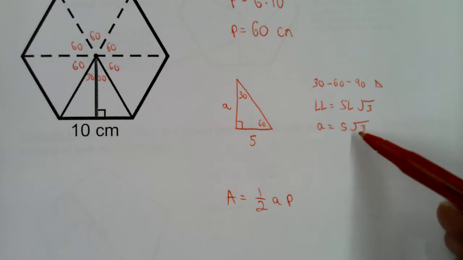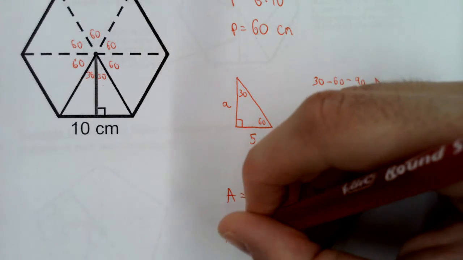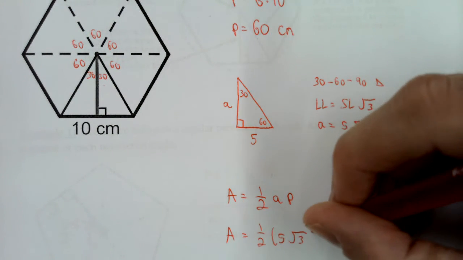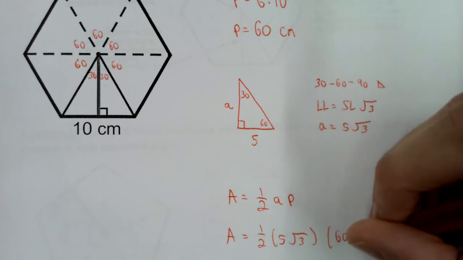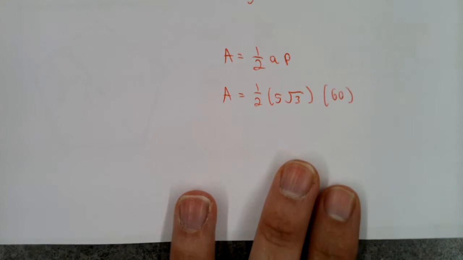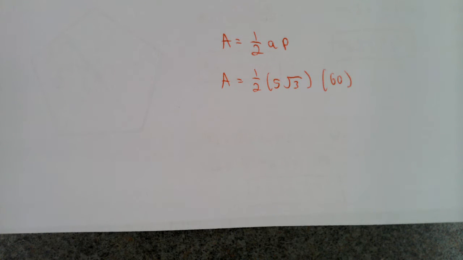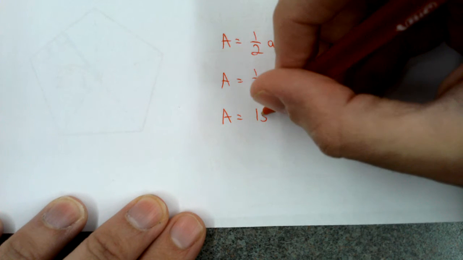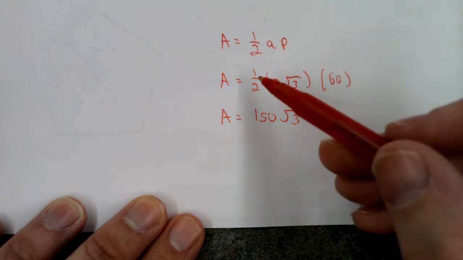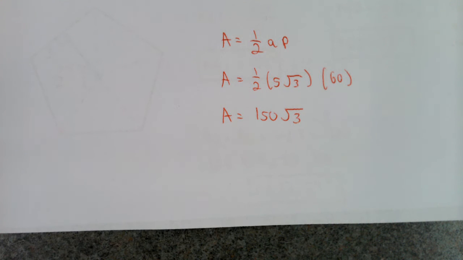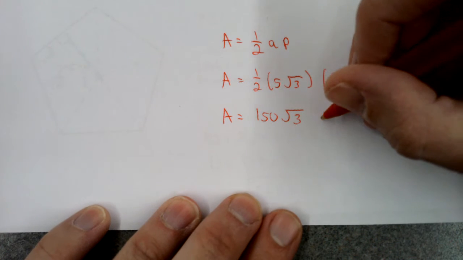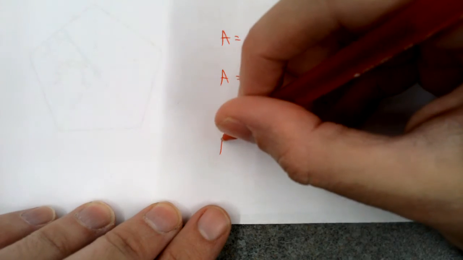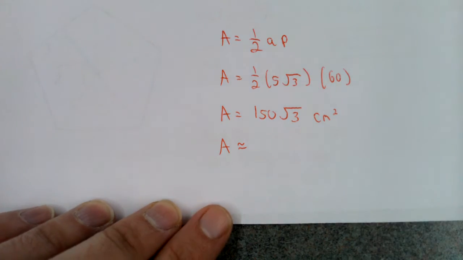We know the apothem and we know the perimeter now. The apothem is 5 square root of 3. The perimeter is 60. Multiply those together, you get 150 square root of 3. Multiply everything but the radical. So 1/2 times 5 times 60 is 150. And then you have the square root of 3 centimeters squared. It also asked for a decimal, so multiply those out. You get 259.8.